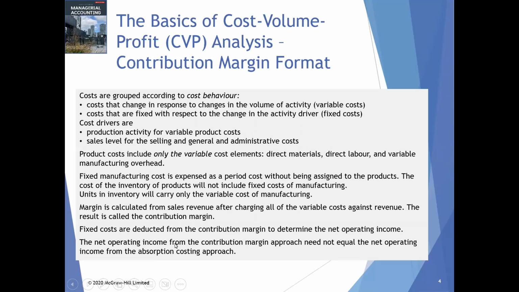Fixed costs are deducted from the contribution margin to find the NOI, that is net operating income, or OI, operating income. The net operating income from the contribution margin approach need not equal the net operating income from the absorption costing approach, because here the net profit will be different from the other approach. So we have two different approaches.